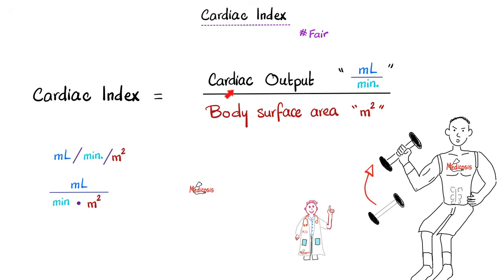Let's divide the cardiac output per body surface area. You divide my cardiac output by my body surface area and his big cardiac output over his big body surface area. And when you do this, you will realize that my heart is normal and I do not have heart failure. And this is called the cardiac index. ml per minute is for cardiac output. Square meters is the measuring unit for the surface area. Therefore, here is the measuring unit of the cardiac index.